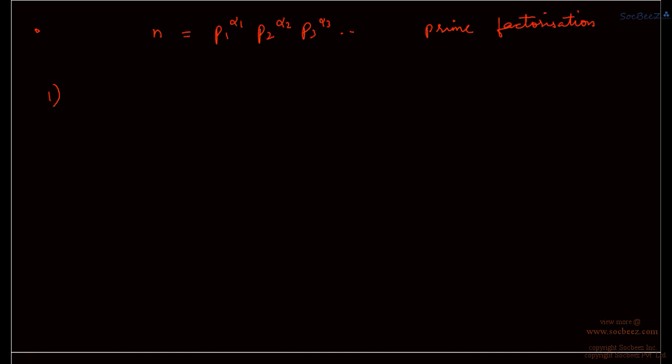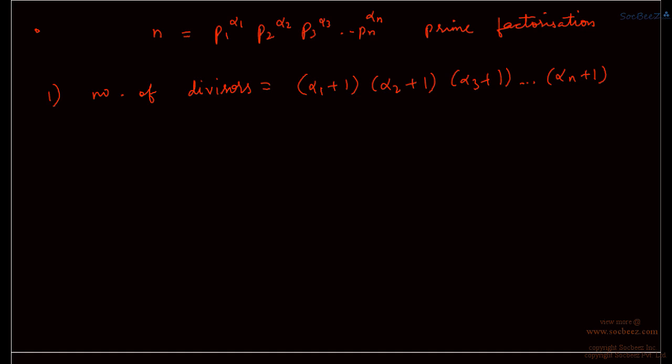Some of the properties we are concerned with are, first, how many total divisors exist for n. The total number of divisors are any numbers which will divide n. So the total number of divisors is equal to (alpha 1 plus 1) into (alpha 2 plus 1) into (alpha 3 plus 1) till the last one. Say the last one is p_m power alpha m, so alpha m plus 1. Instead of n I'll take this as m, as you may get confused with the number n itself.